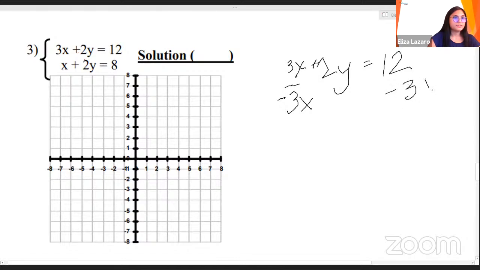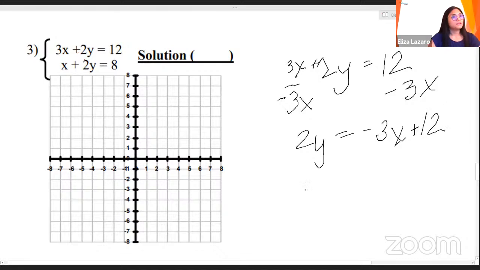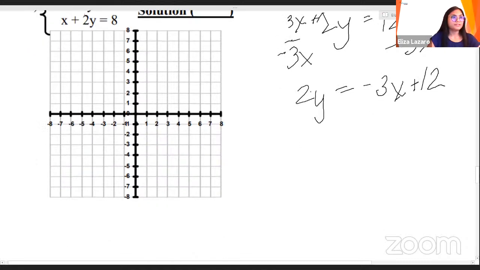We have to do the same thing to this side. So now we're left with 2y on this side of the equation equals -3x plus 12. The next thing to do to get y by itself is divide both sides by 2, because this is really just 2 times y. So to get rid of that multiplication, we're going to divide this side by 2, divide this side by 2. So when we do that, we get y by itself.